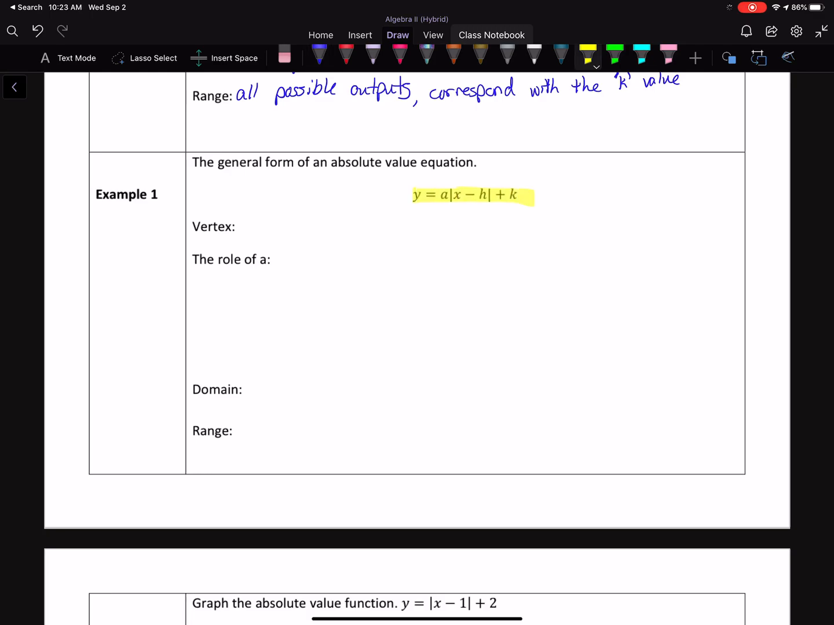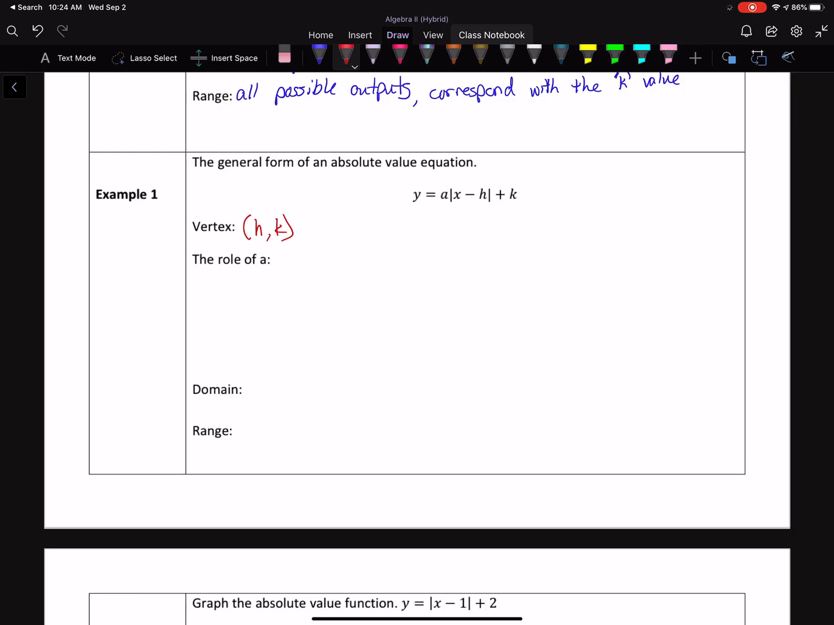y equals a on the outside, and then here you have those absolute value bars. Inside the absolute value, you have x minus h and then plus k. So how do you look at an equation in that form and find the vertex? It's actually quite easy. It comes from the h and k values.